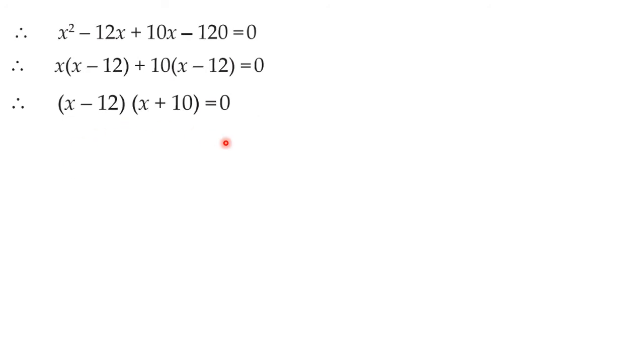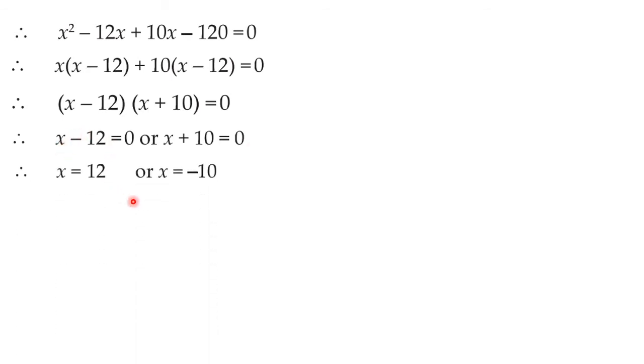Then the next usual step that we are going to go for is either or: either the first bracket is 0 or the second bracket is 0. That means x minus 12 is equal to 0 or x plus 10 is equal to 0. Okay. So from this we will get x is equal to plus 12 or x is equal to minus 10. Now here always you know that we are getting only one answer. So we have to discard one answer. So we have to check for the condition.